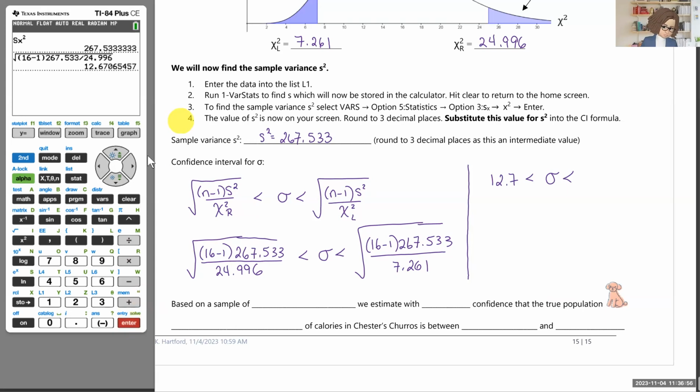And then we'll repeat that same thing. So I'm just going to do this the easy way here. So square root again. The only thing I'll change now for my upper limit is that value, 7.261 for the chi-square left. And that is 23.5.